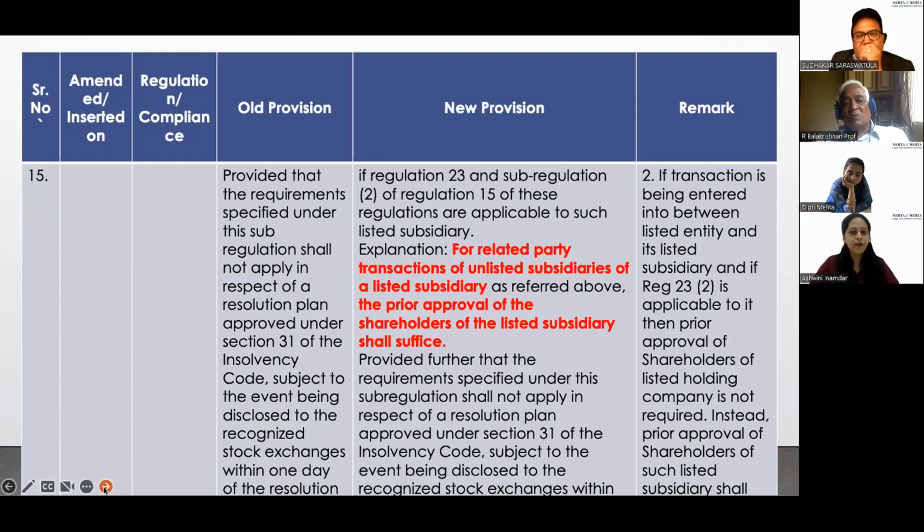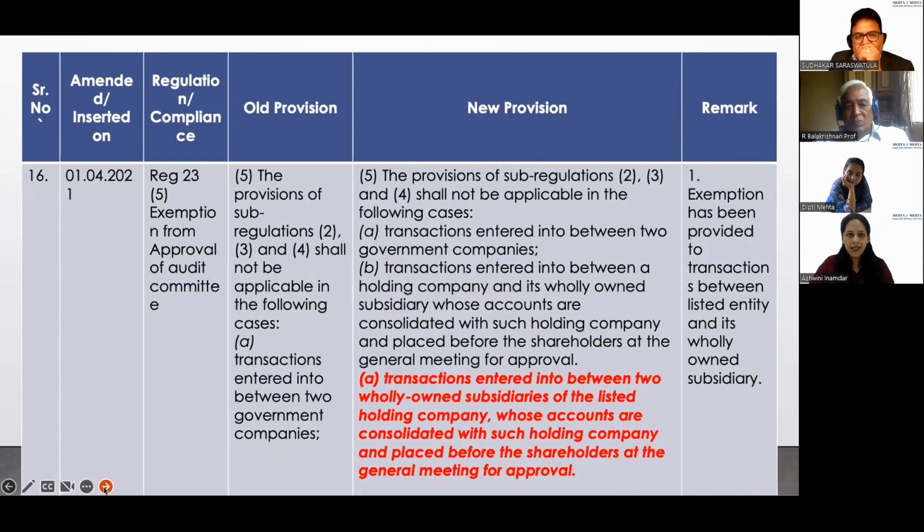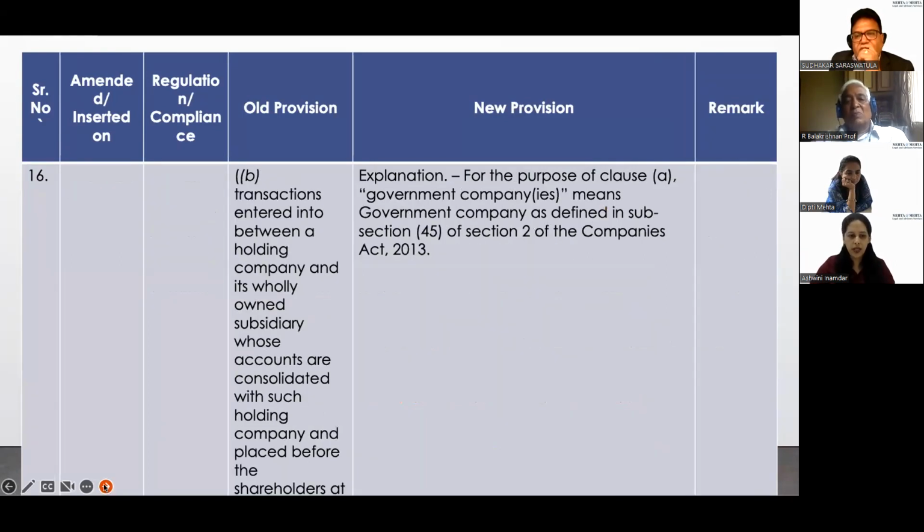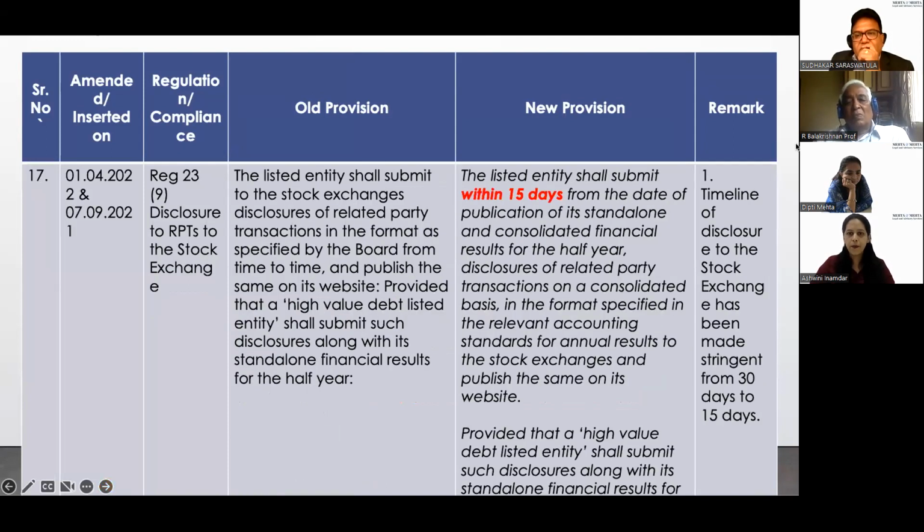This is the amendment. Then there are exemptions under SEBI LODR 23. The transactions entered into between two wholly owned subsidiaries of the listed holding company, whose accounts are consolidated with such holding company and placed before the shareholders, shall not be considered related party transactions; they will not be required to take approval. Then transactions between two government companies.